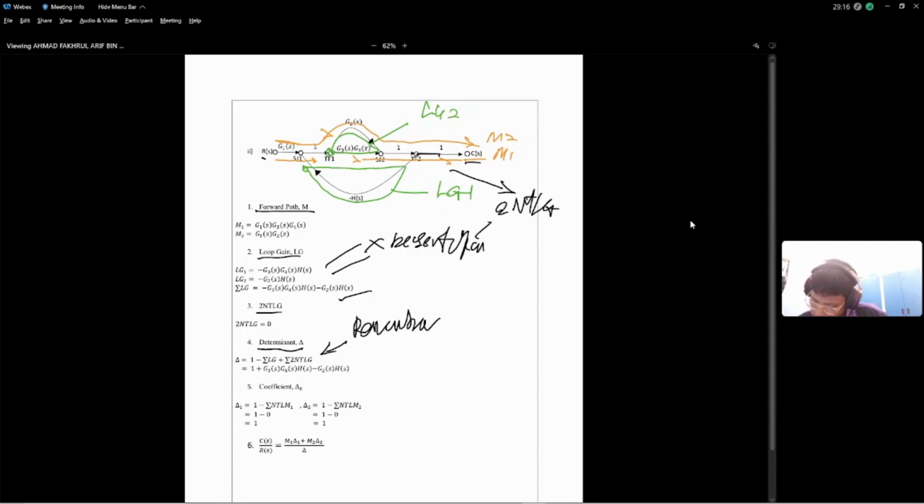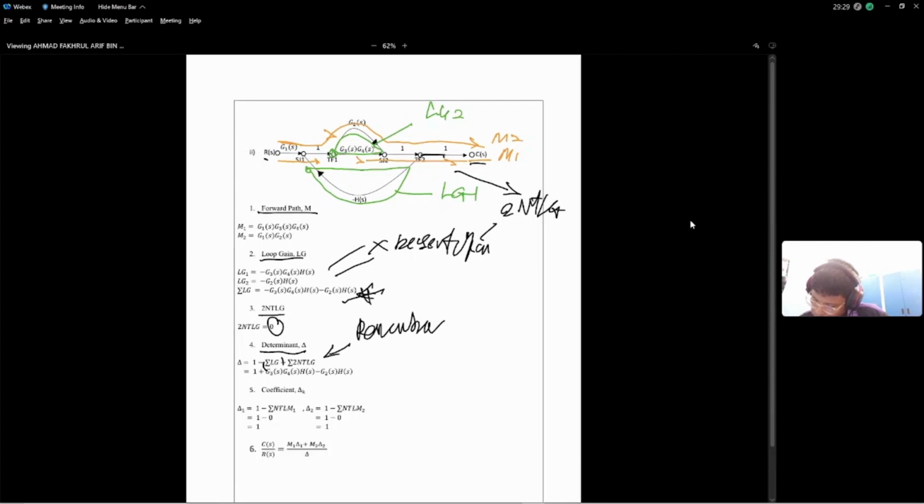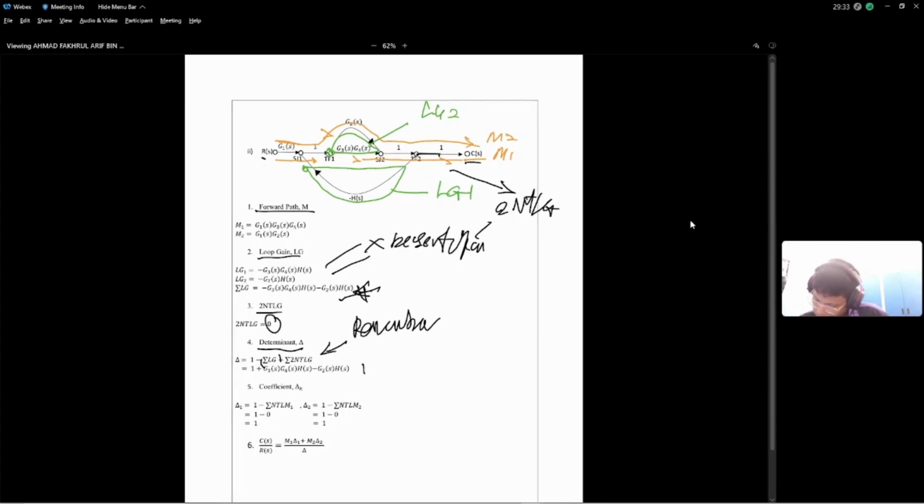So the sum of loop gain, ambil dekat sini. This is sum of loop gain. And then plus two non-touching loop gain. So two non-touching loop gain is 0. So plus 0. So tak ada lah, kosong lah. And then we go on to the next step, which is coefficient.